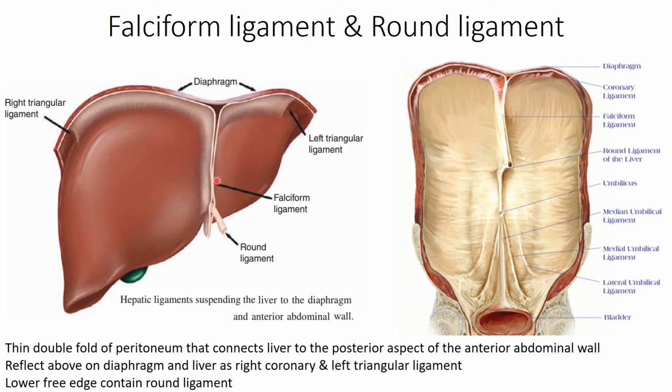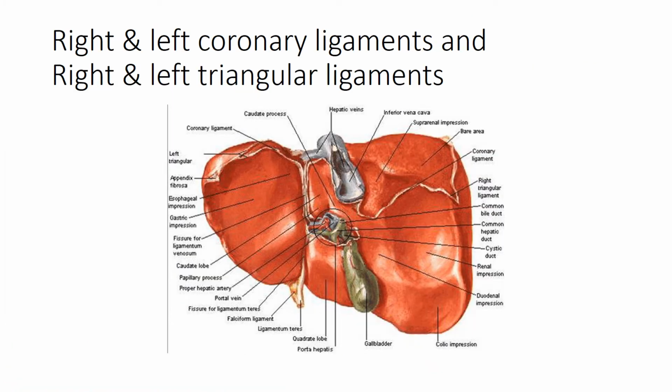Now this reflects above on the diaphragm and liver as the right coronary ligament and left triangular ligament. This is the view of the visceral surface of the liver, and here these various ligaments are shown. On the edges we can see the triangular ligaments. This is the right triangular ligament and this is the left triangular ligament connecting it to the diaphragm.